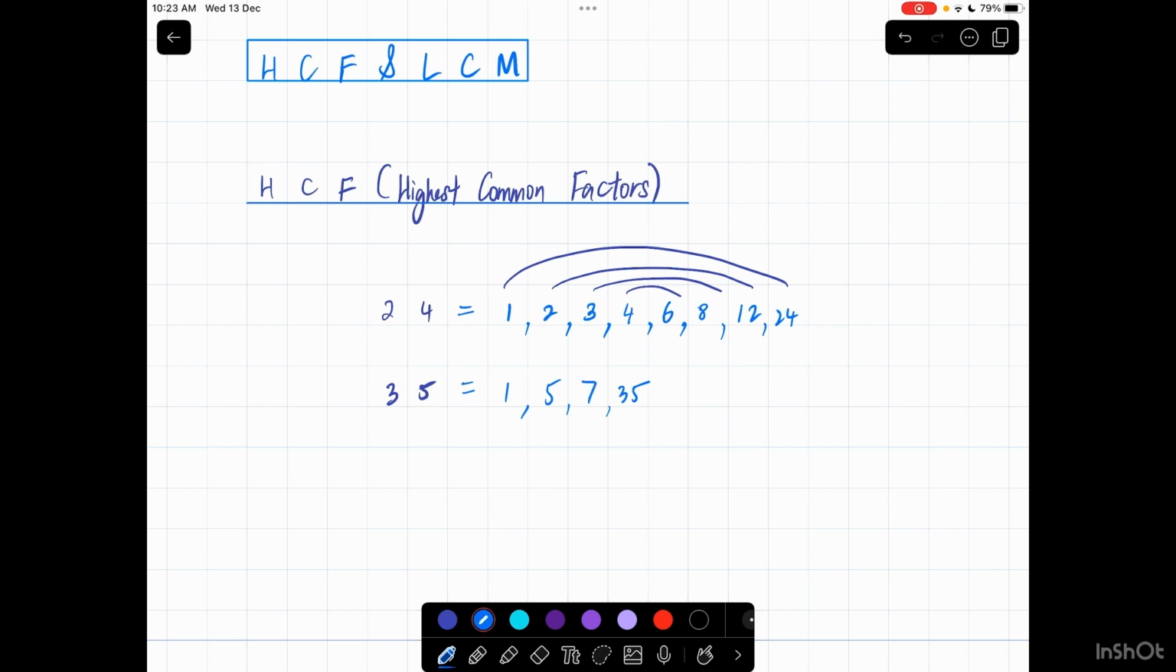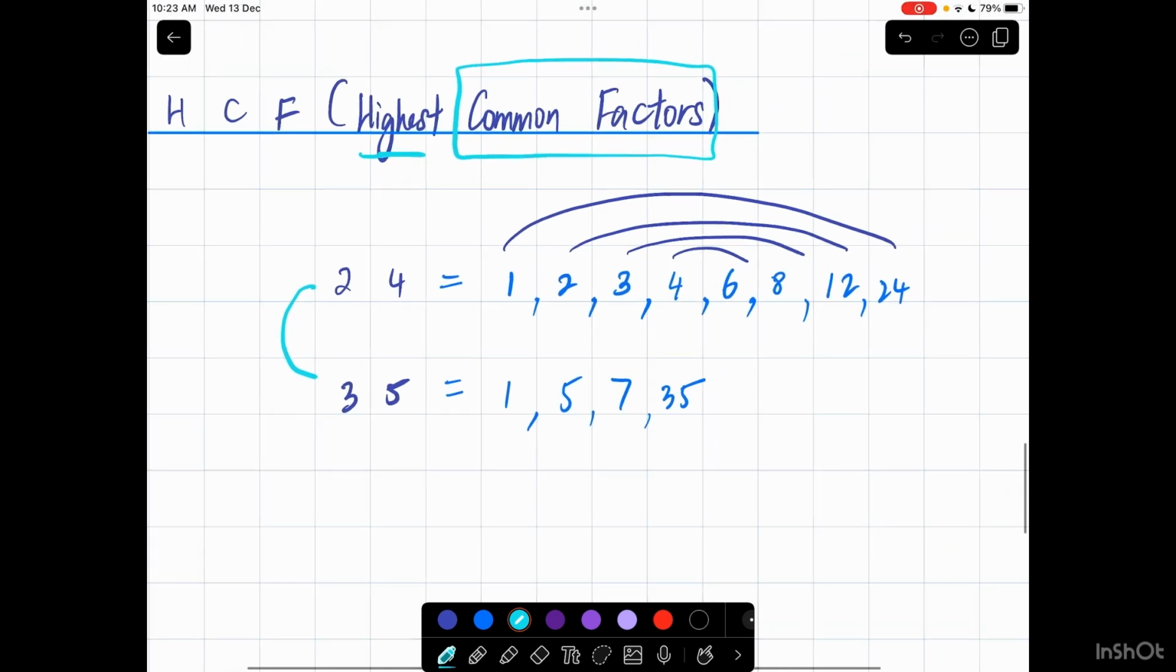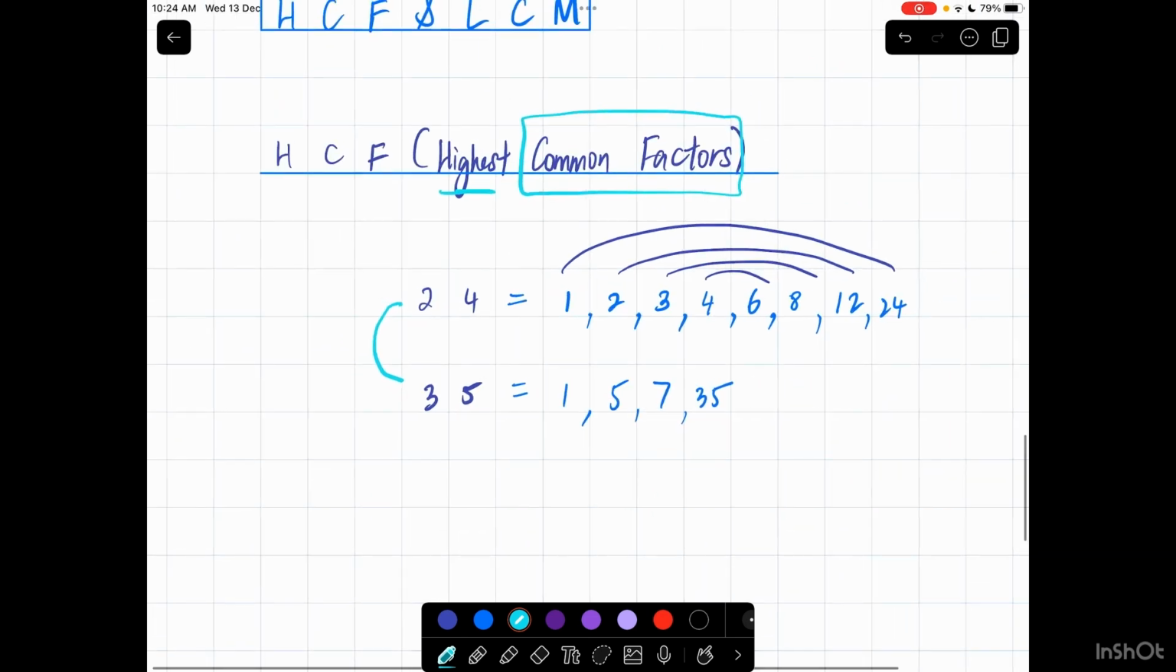So the highest common factors, as the term clearly says, they are asking for the highest common factors. So what does common factors mean? Common factors means the factors that exist in the lists of factors of both numbers. So for 24 and 35, when we see the list of factors, the common factors are the ones that appear in both. That's the definition of common factors.